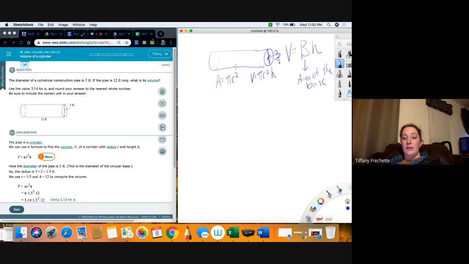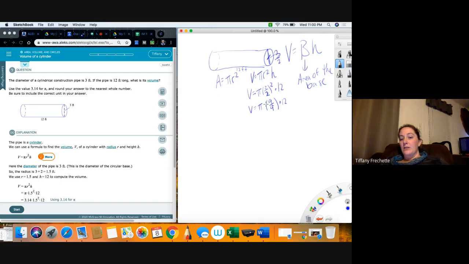Then we consider this the height, because remember, it's kind of like it's laying down on its side. So we have 12 feet here. Now we just take this and say volume equals pi times r, which is 3/2 squared, and then times 12 for the height. So volume equals pi. When you square it, make sure you square the top and the bottom. So you'd have 9/4 times 12.